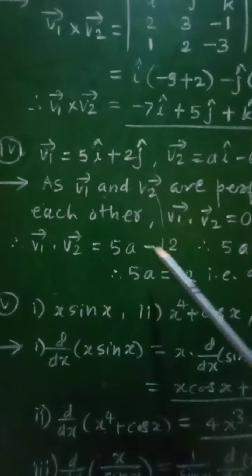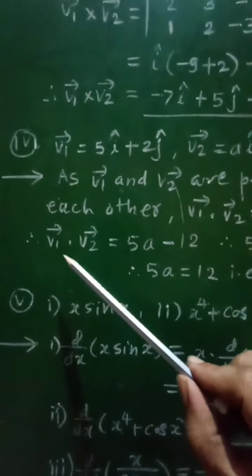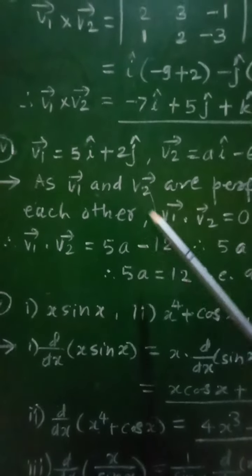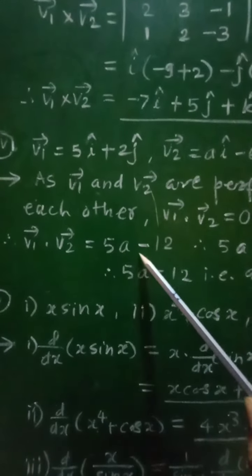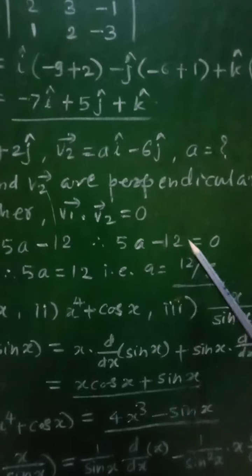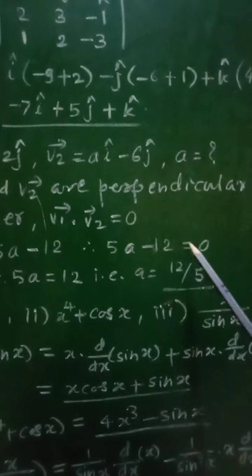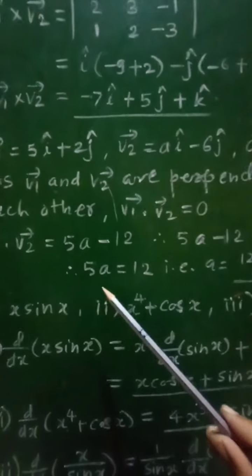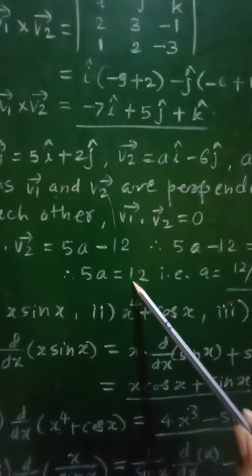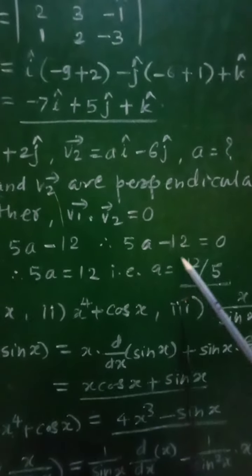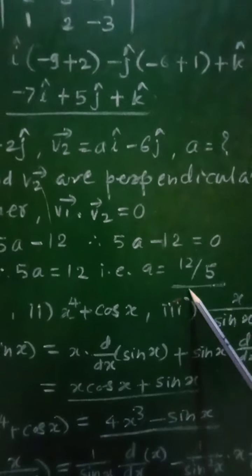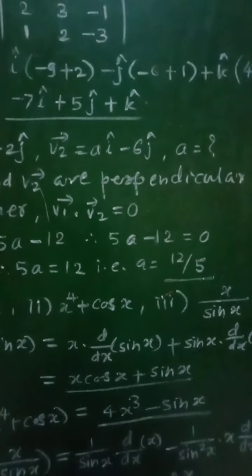5a minus 12, this will be the scalar product of v1 and v2. But given that the two vectors are perpendicular, this scalar product 5a minus 12 must be equal to 0. That is, 5a minus 12 must be equal to 0, and therefore we can write 5a equal to 12, or a is equal to 12 by 5. This will be the required answer.